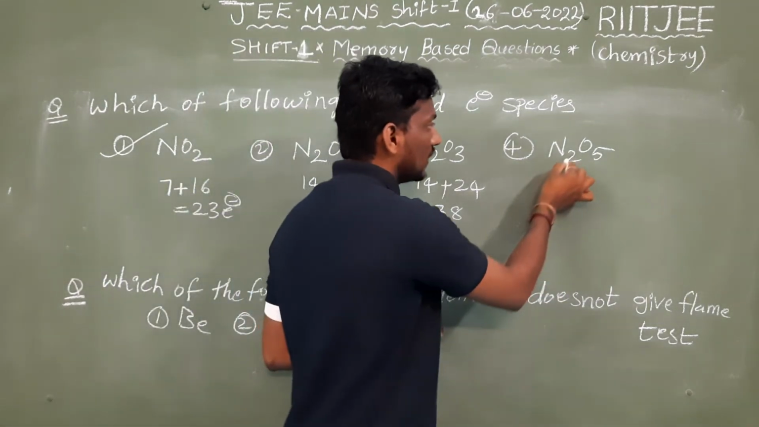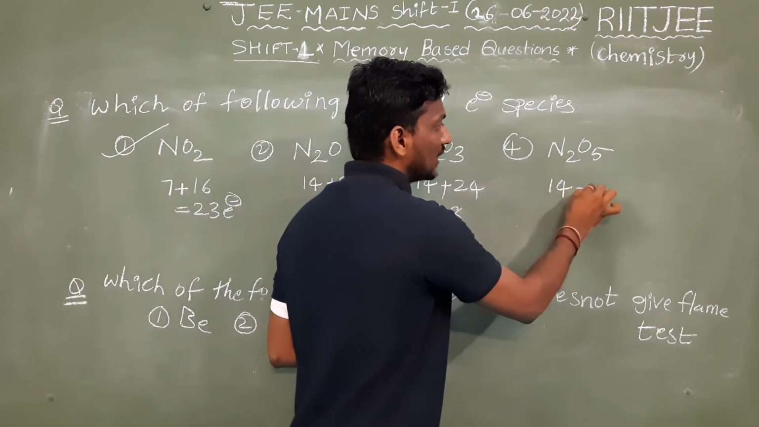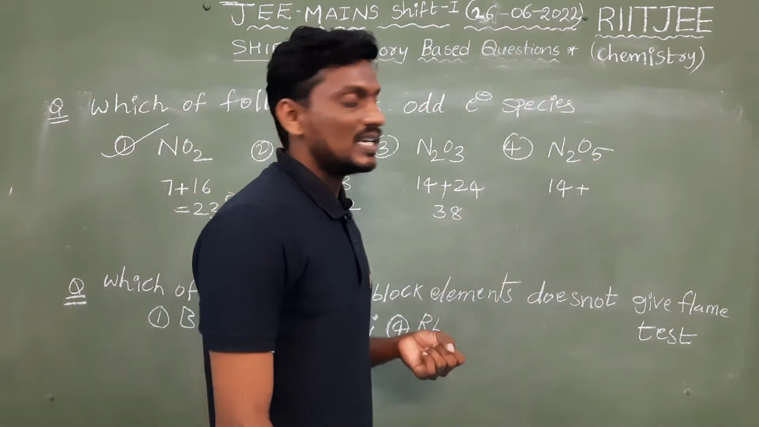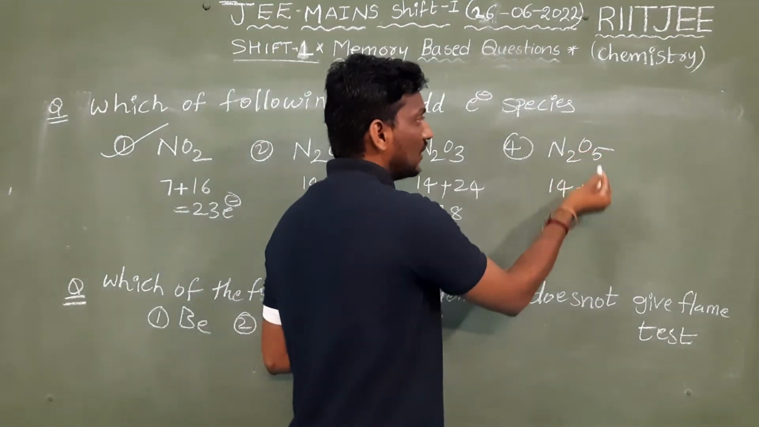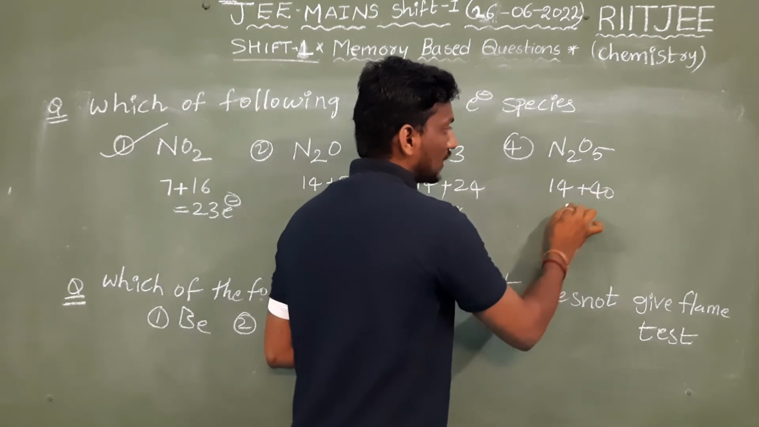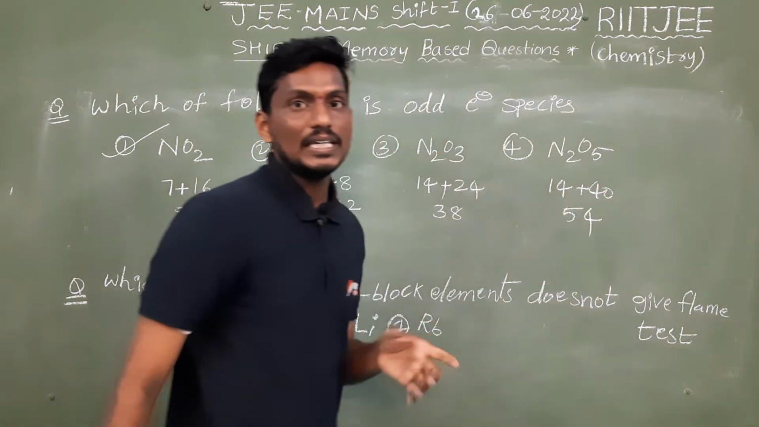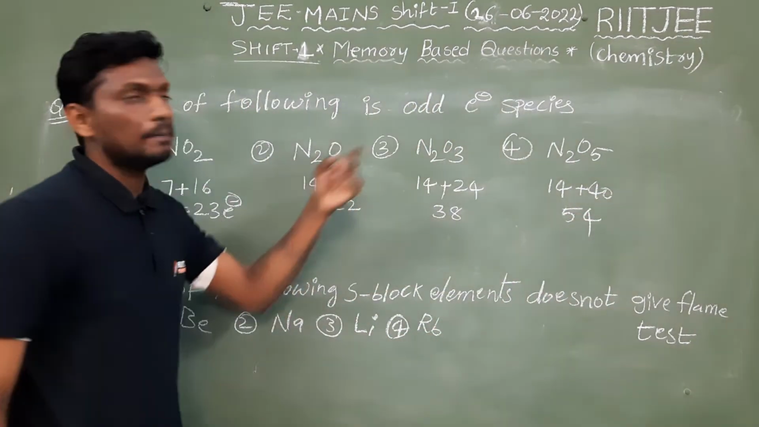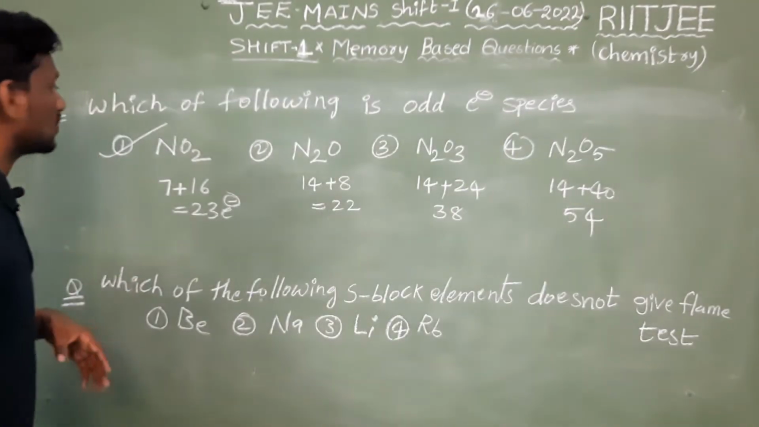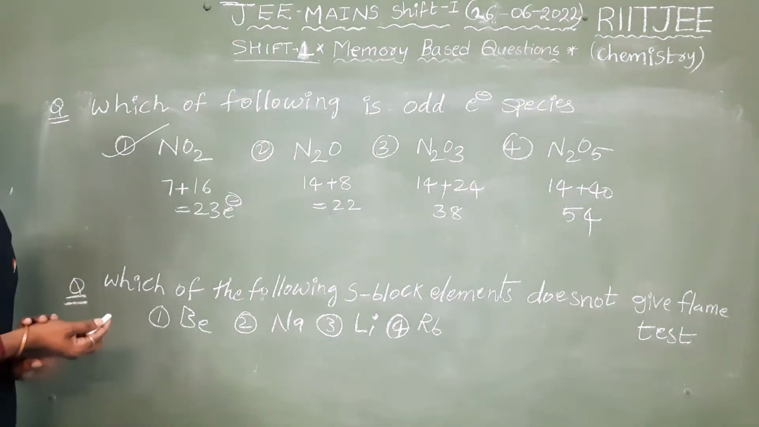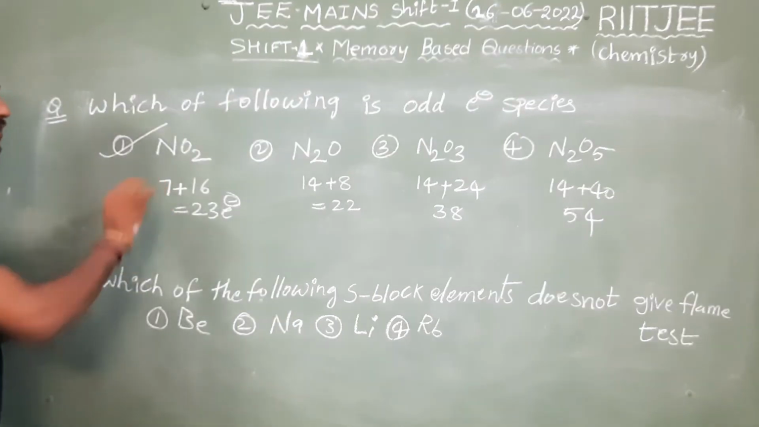And the last one: 2 nitrogen means 14, and 5 oxygen. Each oxygen has 8 electrons, 8 fives are 40, so the total is 54. 54 is an even number. So he is asking for the odd number of electrons species. The first option contains the odd number of electrons, that is 23 electrons. The first option is the right answer.